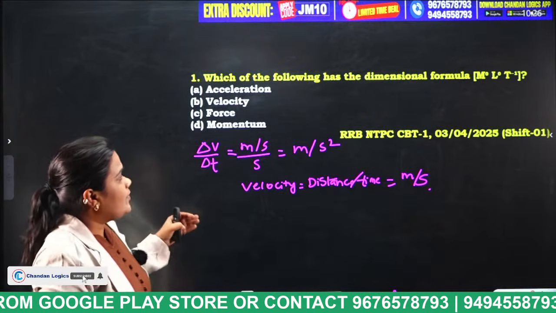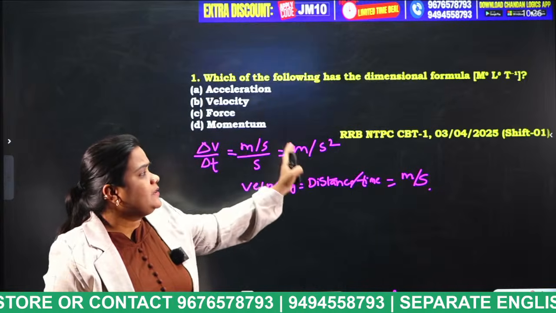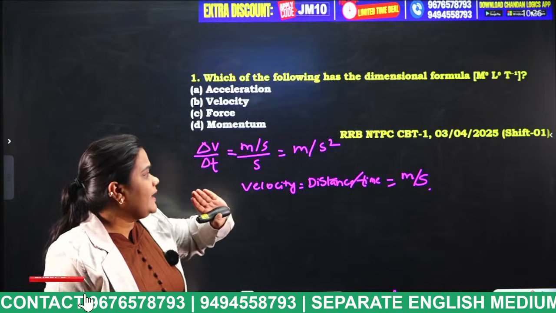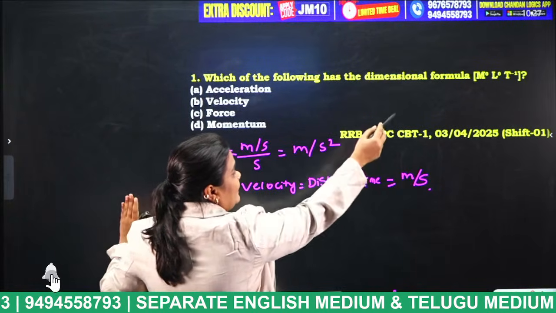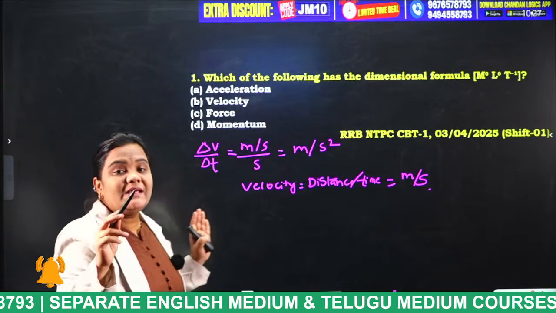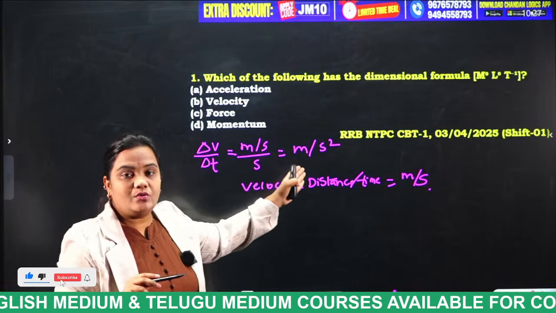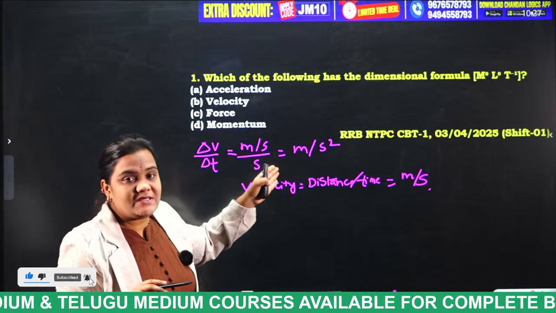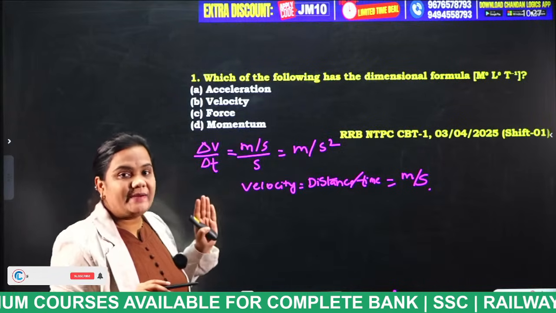Here there is no mass, but the length is there. If we look at the dimensional formula, T power minus 1 is not related to acceleration. Acceleration comes as T power minus 2. So this is not the correct option.